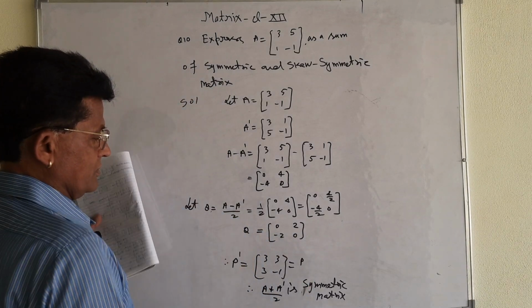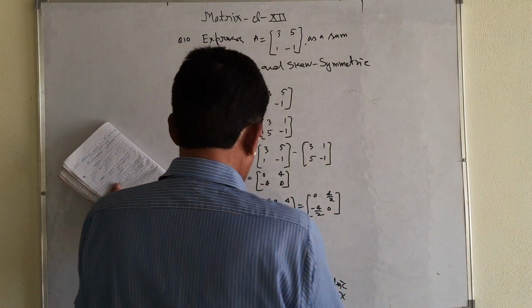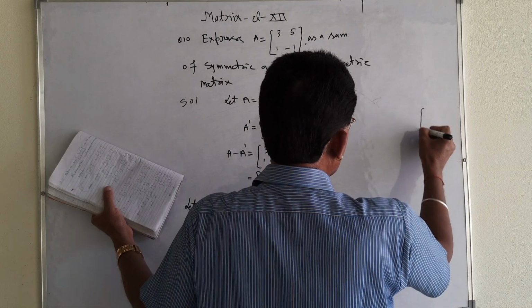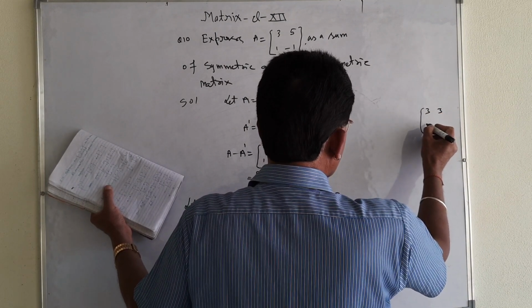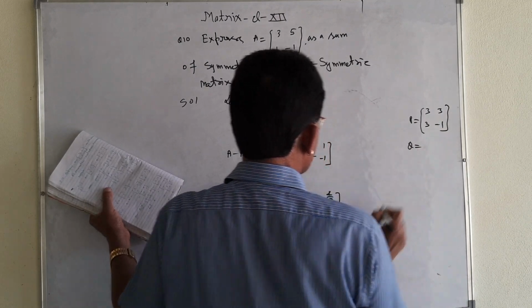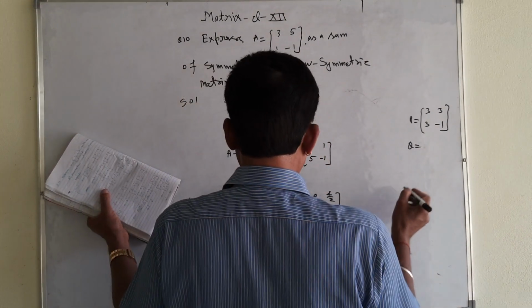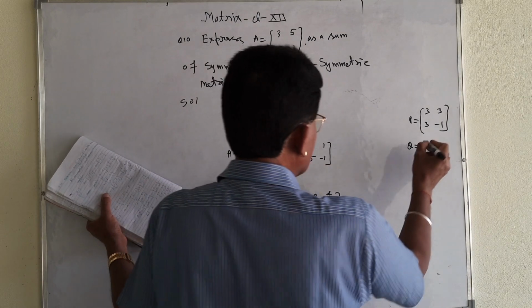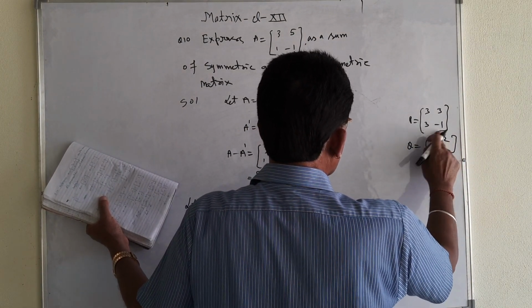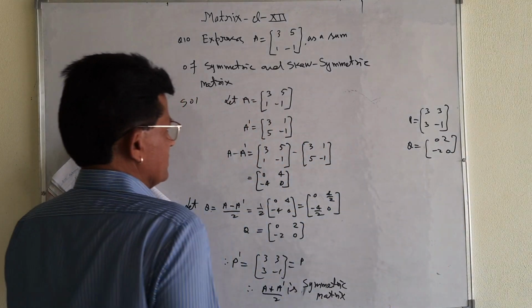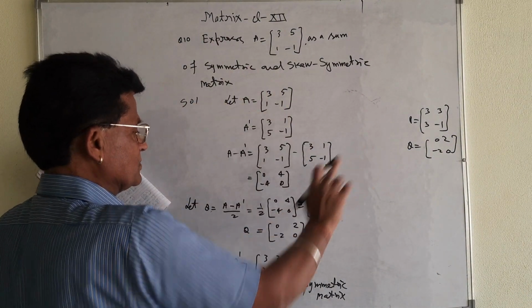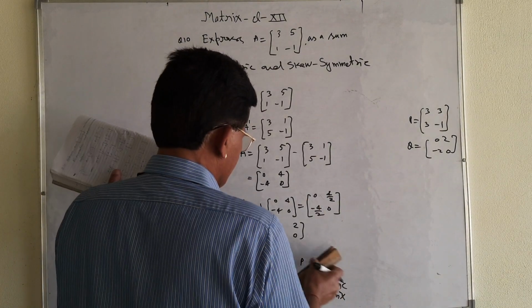You got Q. I have told you, but I will write P also. This is the P matrix, because P will be required later on. That is why I am going to write it. This is P and Q we got. Q is equal to 0, 2, -2 and 0. I will require these things later on, because P means A plus A transpose by 2, and Q means A minus A transpose by 2. Let me find out.